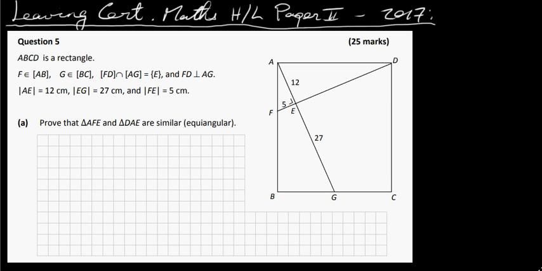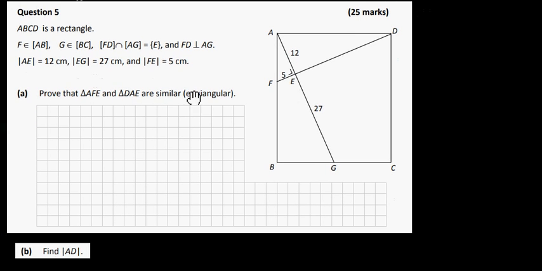Okay, so in this video I'm going to have a look at the Leaving Cert Maths Higher Level Paper 2 for 2017, and I'm going to have a look in particular at questions 5 and 6. So this is question 5 here, and we have this rectangle, and inside it we have some triangles and this quadrilateral here. We're given various dimensions here and they're actually all written in here.